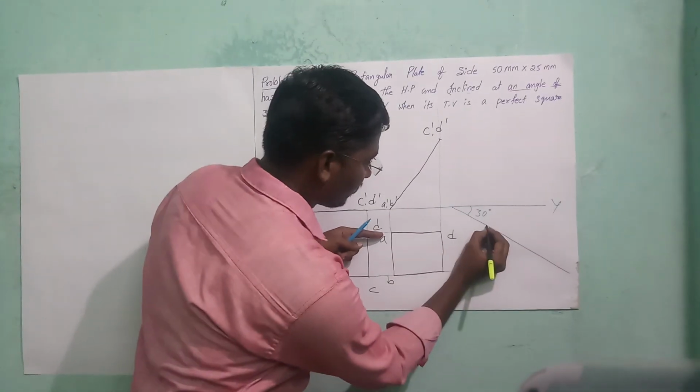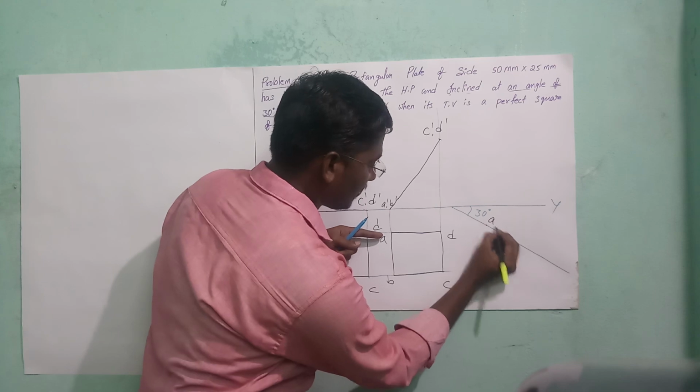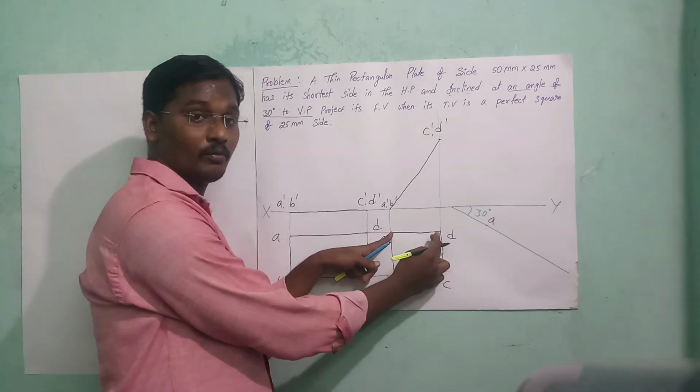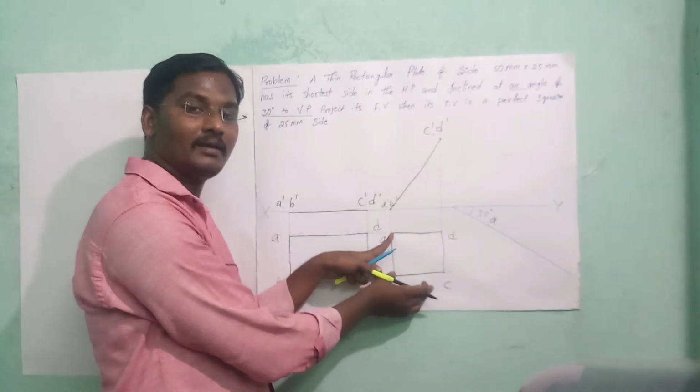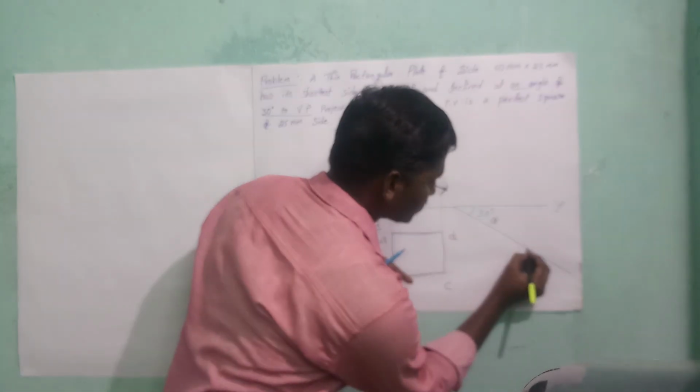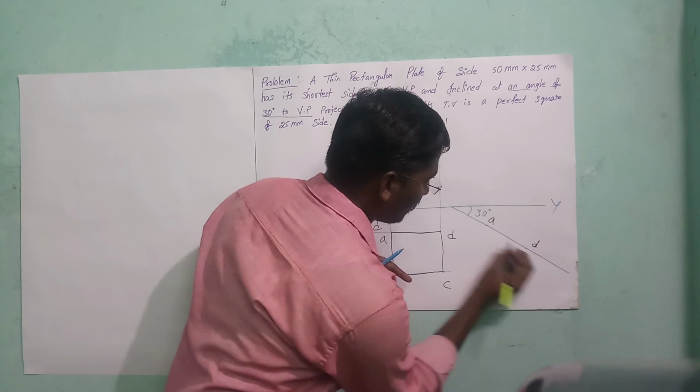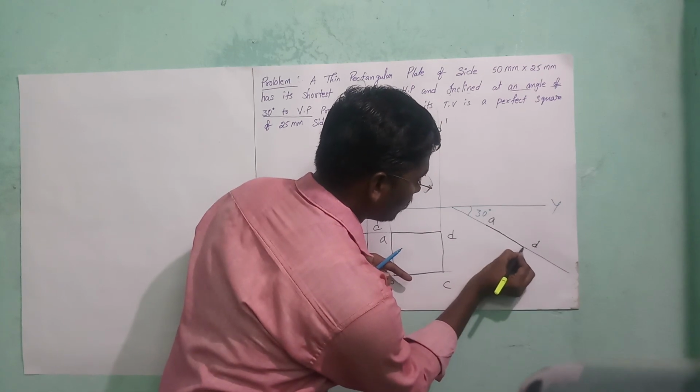Look at here. I have taken a point, it is A. Now measure the distance of A to D. What will be the distance? It is a perfect square. That means the distance will be 25 mm. Measure the distance of 25 mm. This point will be D. Now join those 2 points.